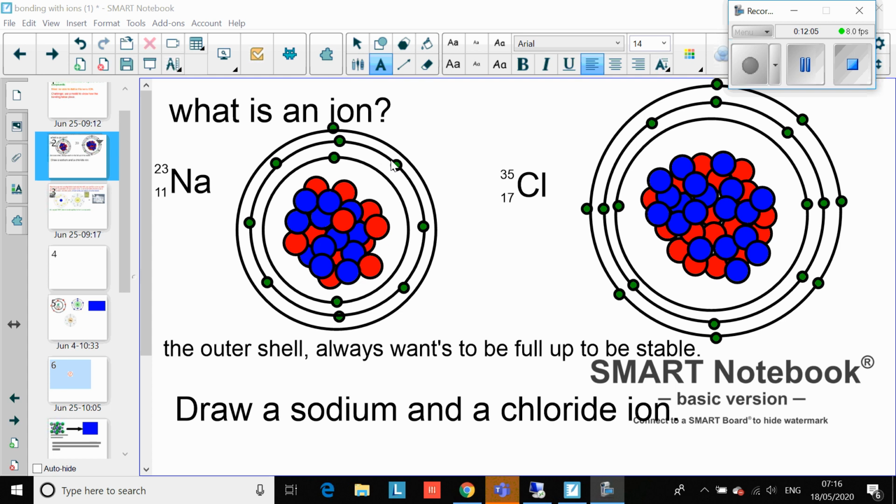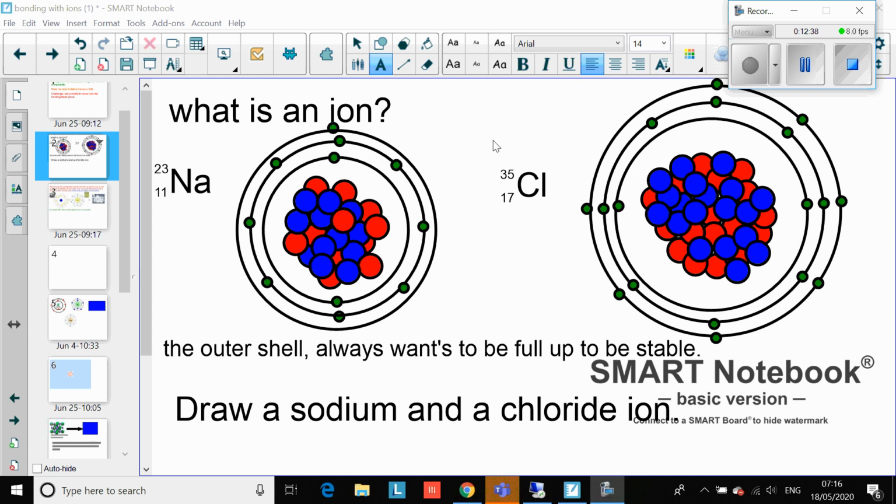Now, chlorine's got a slightly different problem. If you count how many electrons there are in this one's outer shell, there are 7: 1, 2, 3, 4, 5, 6, 7. So is it easier to try to gain 1 or ditch 7? Of course, the obvious answer is gain 1. So chlorine and sodium form a bit of a partnership, I suppose you'd almost call it. Sodium says, look, I'm desperate to get rid of 1 electron. Chlorine says, look, I'm desperate to gain 1.